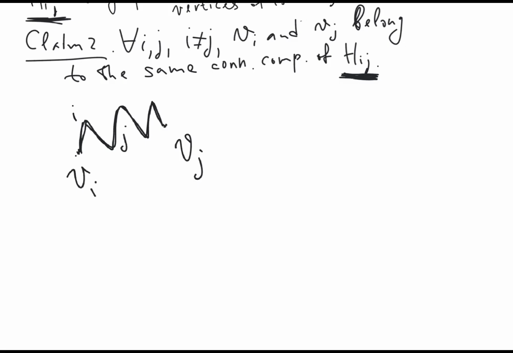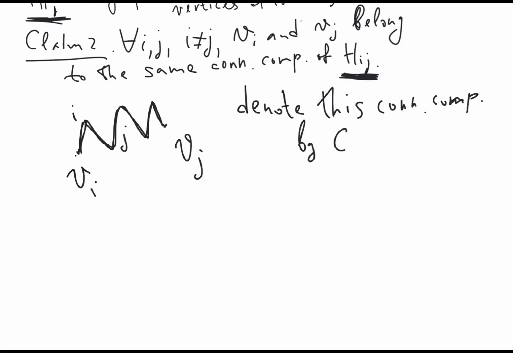And after we prove this claim, we will denote this connected component by Cij. Initially I wanted to define it before, but we cannot define it until we establish that they are in the same connected component. So okay, now let's prove it.